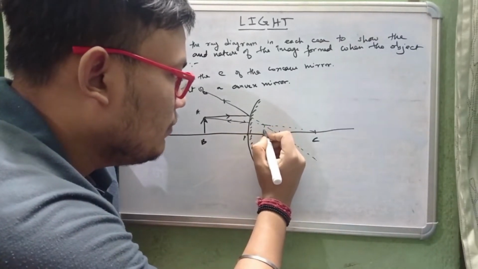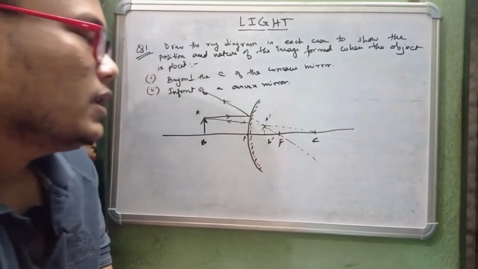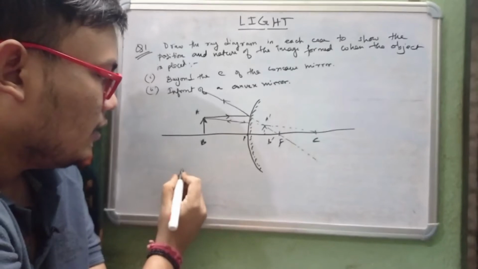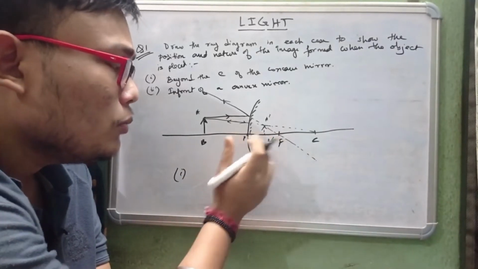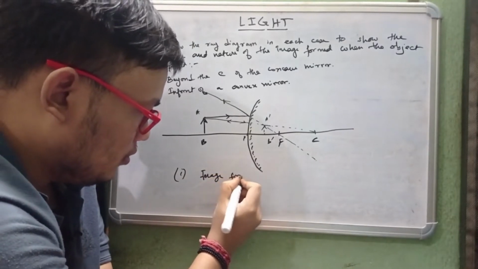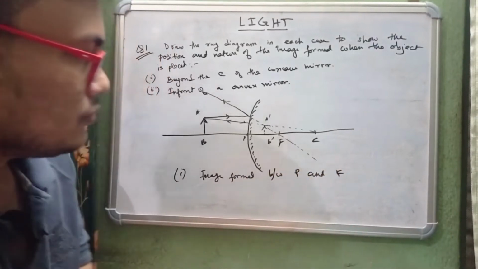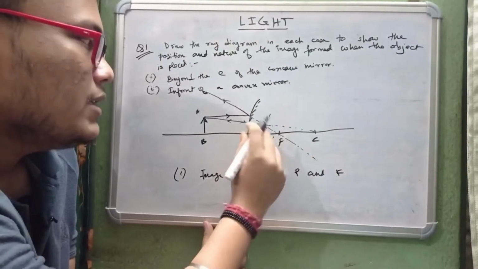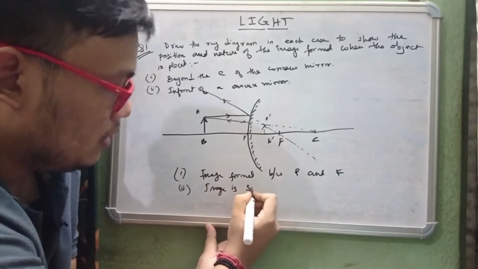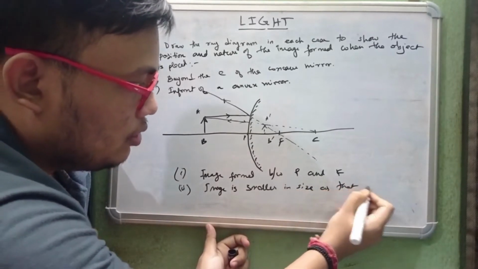So we can see the image is formed here, right? Let's say the image is A bar B bar. So what we can conclude from the ray diagram is that the image is formed between pole and focus, right? As well, the image is smaller in size as that of the object.